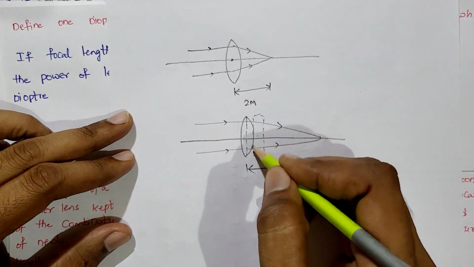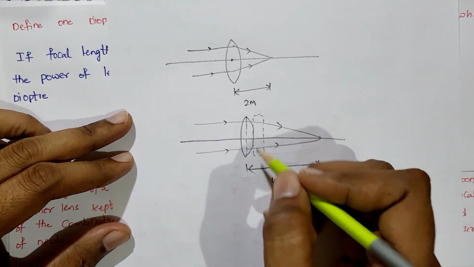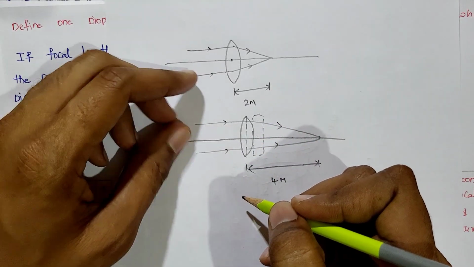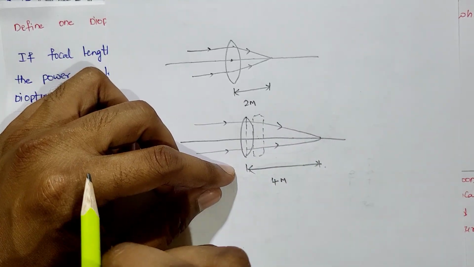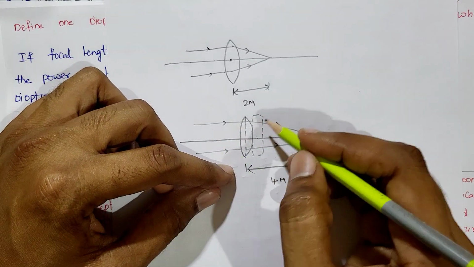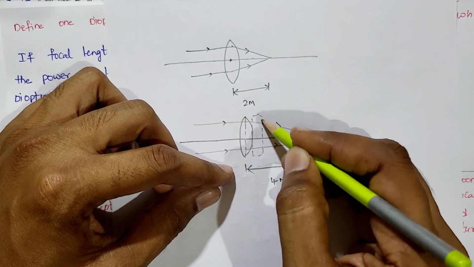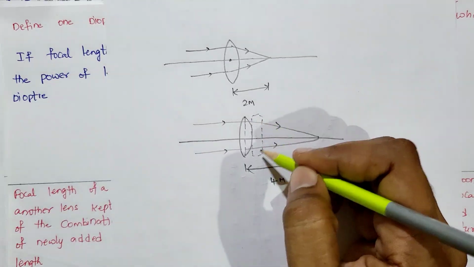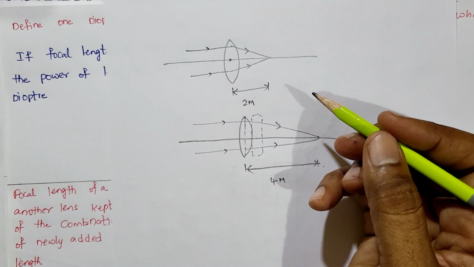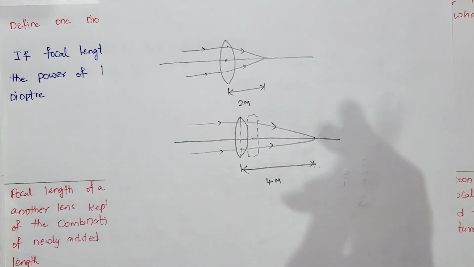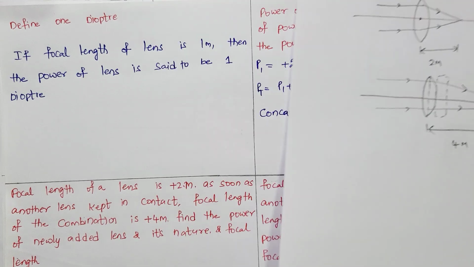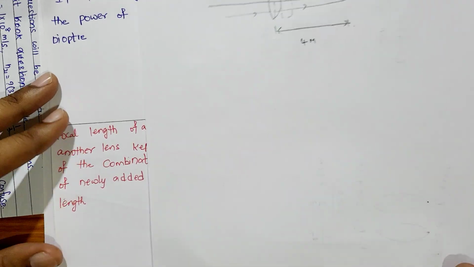Can you guess which type of lens it will be? It will be a concave lens. See, focal length increased means power decreased. Power decreased means you should be adding the opposite lens here. Opposite lens means concave lens. Correct? Yes or no? So now let us try to solve this question here.